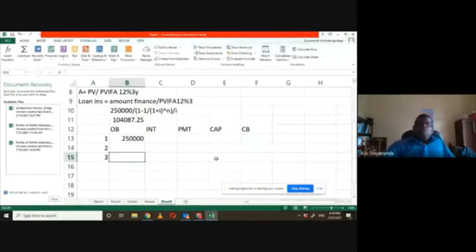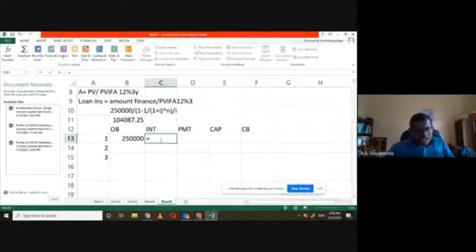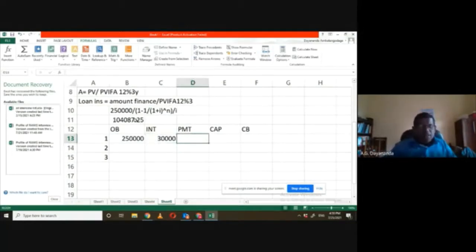So you might say, okay, your balance is 250,000. So how much are you charging as interest per year? 12%. Agree? You are charging 12% interest. You have to multiply it by 12% interest. Okay, that is 30,000. But the payment? Payment we have already calculated in our answer, 104.